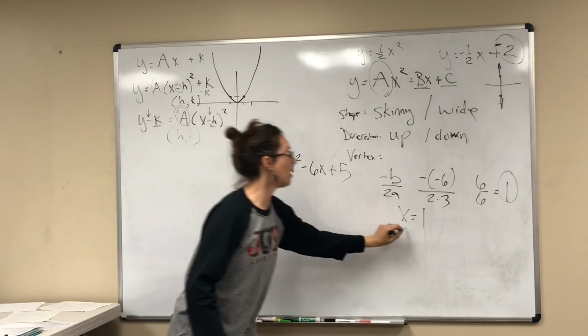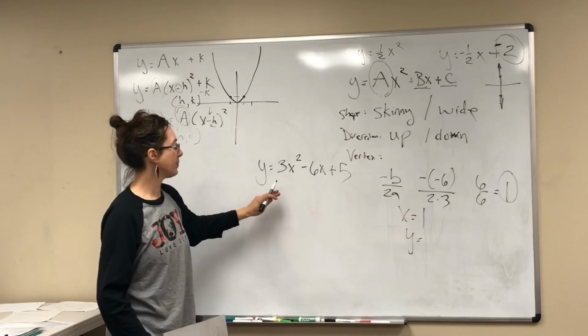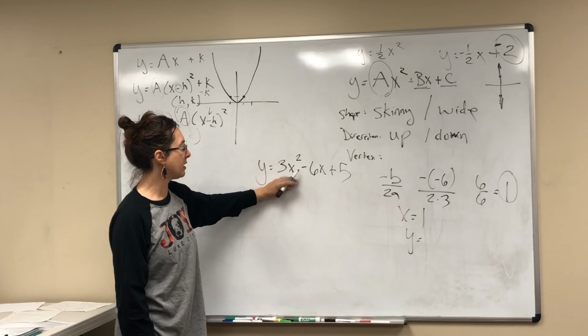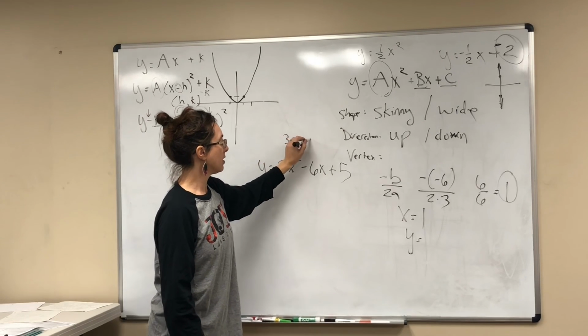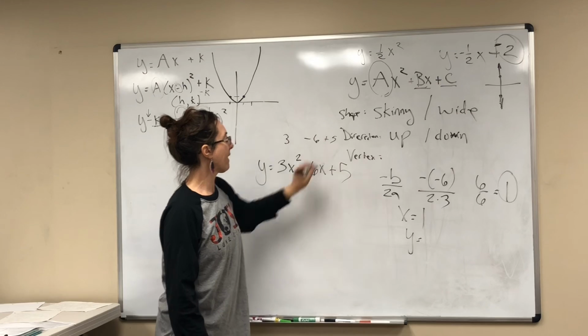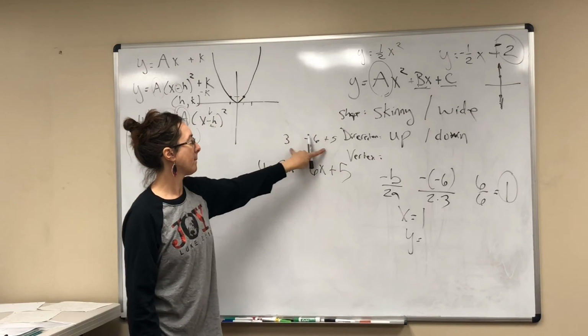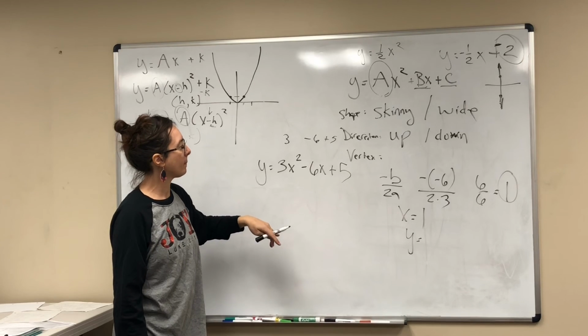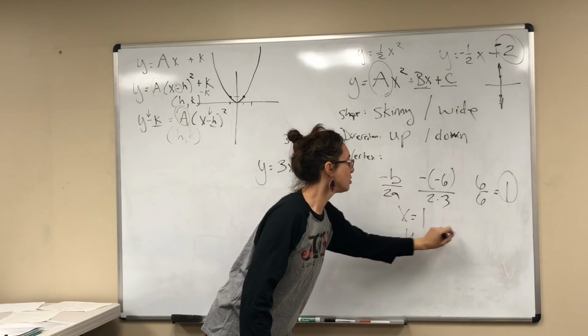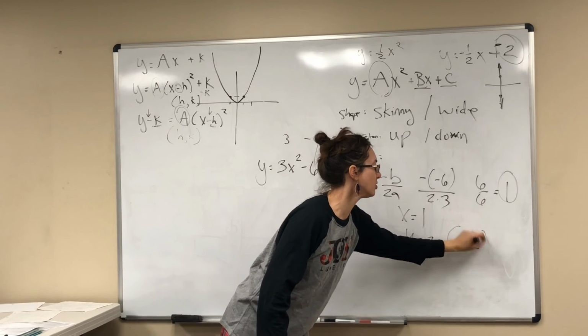So what is my y value? We just plug it in. 3 times 1 is 3, minus 6 plus 5. 3 minus 6 is negative 3, plus 5 is 2. So my y value is 2. So my vertex is at 1, 2.